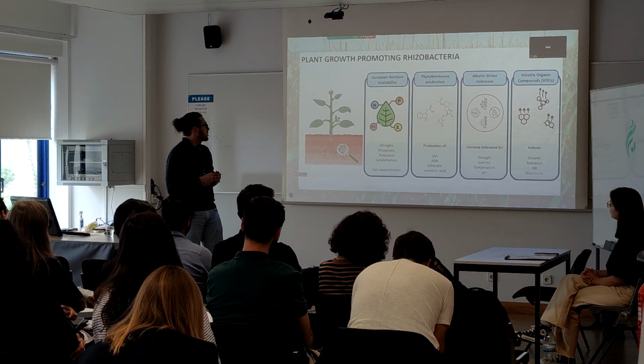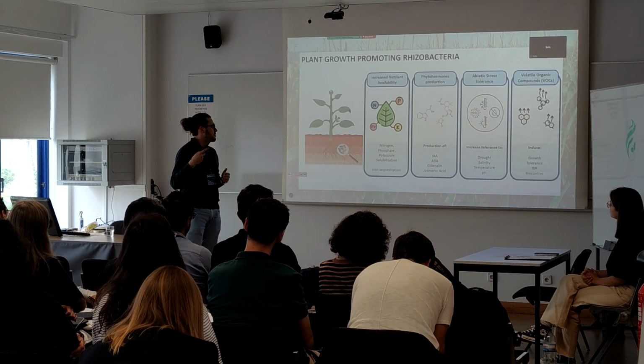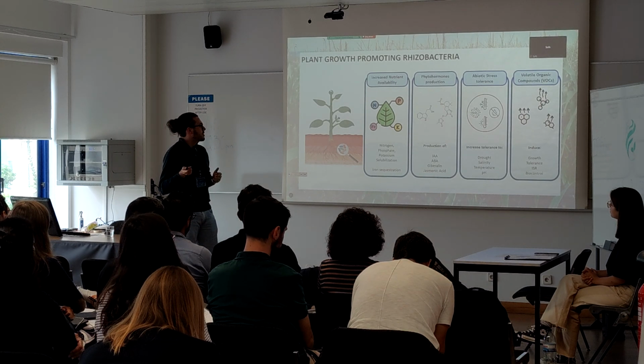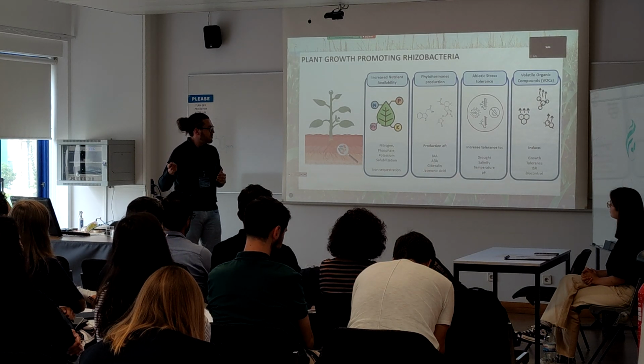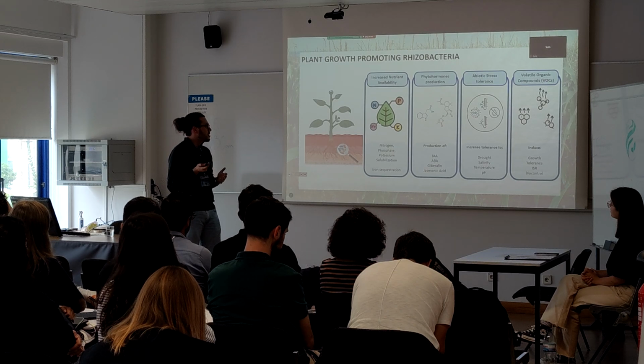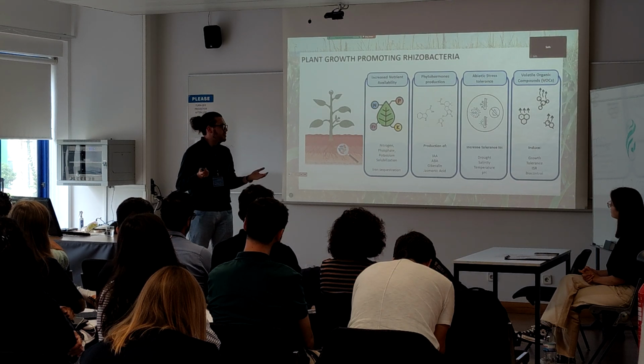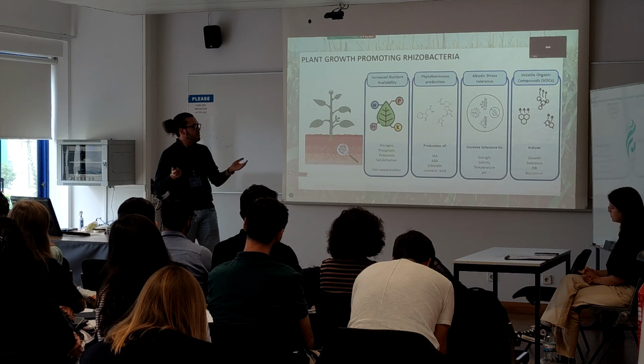For example, they increase solubilization of nitrogen, phosphate, and potassium, and also increase iron sequestration, and production of ABA, gibberellins, and jasmonic acid. Also, they increase tolerance to different types of stresses like drought, salinity, and temperature.